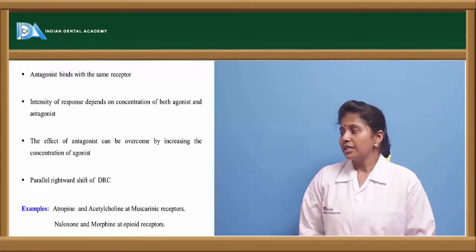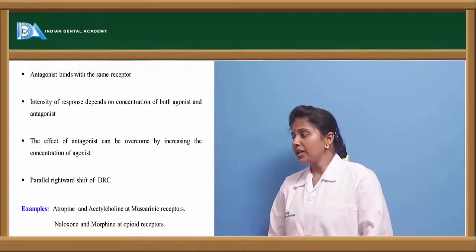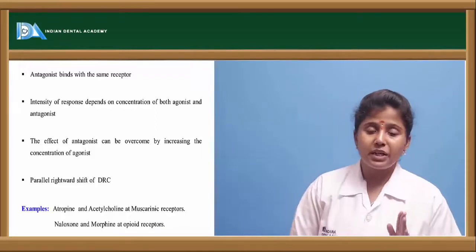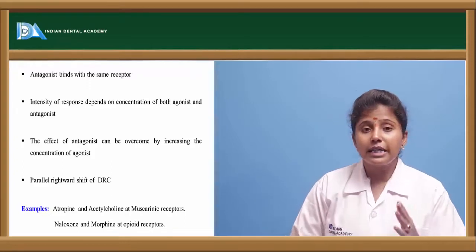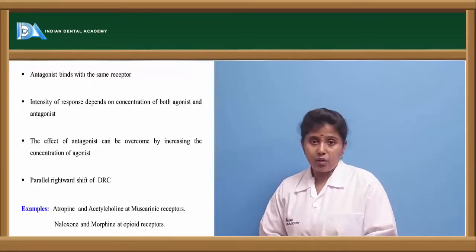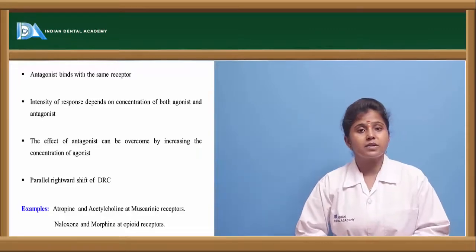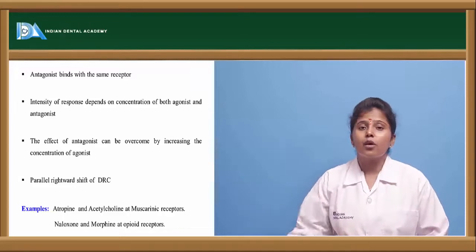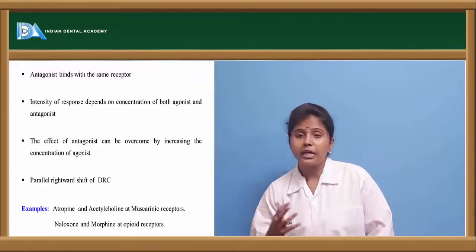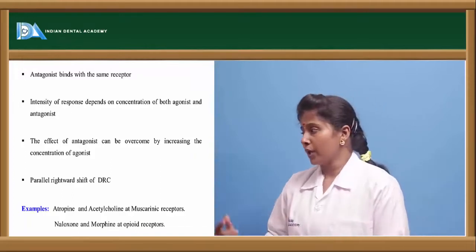If we see examples of these drugs, there are atropine and acetylcholine. Atropine and acetylcholine bind to the muscarinic receptors. Here atropine is the antagonist for acetylcholine, so it won't allow the acetylcholine to bind to the muscarinic receptor. And naloxone and morphine: naloxone won't allow morphine to bind to the opioid receptor.